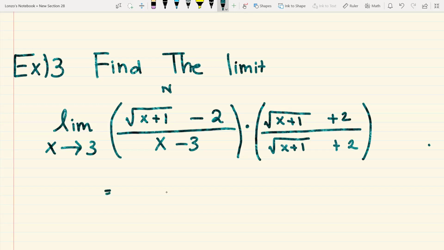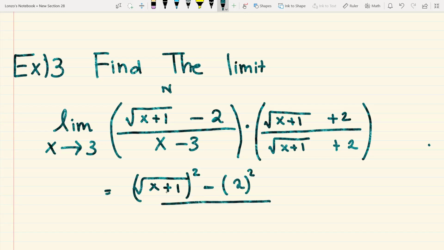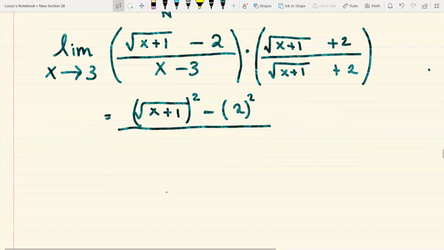So on the numerator, what is square root of x plus 1 minus 2 times square root of x plus 1 plus 2? What's so special about that? It's a difference of squares. So you could FOIL it out one by one, but I don't want to do that. So I'm just going to do the shortcut. You can rewrite this using the perfect square rule. It can be expressed as the square root of x plus 1, squared, minus 2 squared. And then on the bottom, I'm not going to FOIL it out. Just leave the bottom alone for right now, and you'll see. Just write it out.